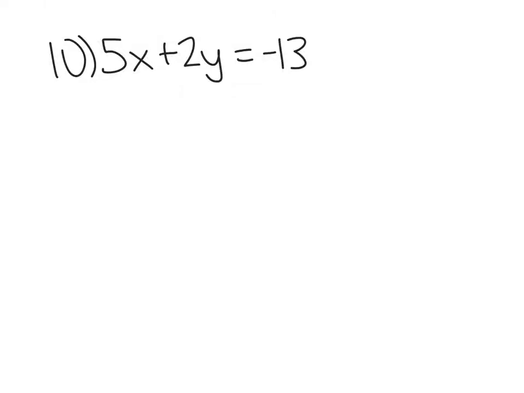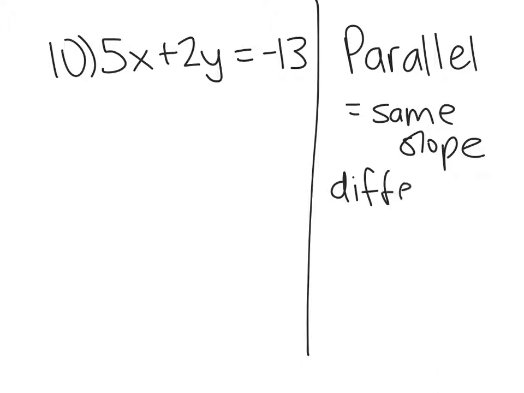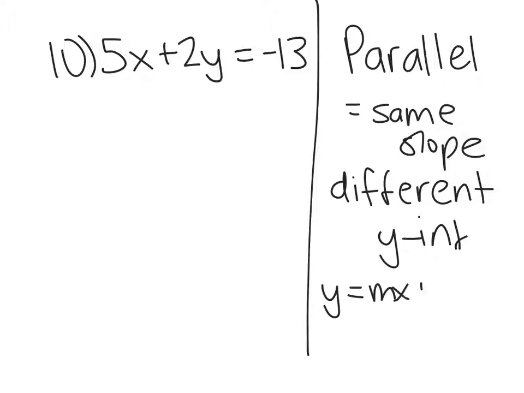Okay, so this question here is to make this equation into slope-intercept form and then make a parallel equation with this slope. So before we do that, we're going to need to know how to make a parallel equation. When making a parallel equation between two equations, we have to make sure that we have the same slope, but we have to make sure that we have different y-intercepts.